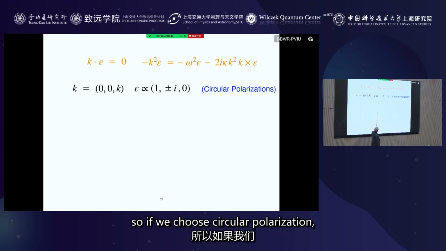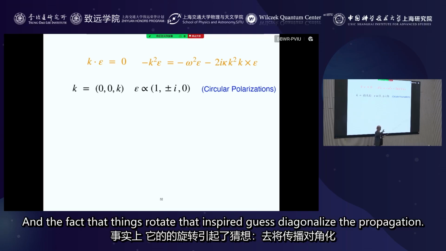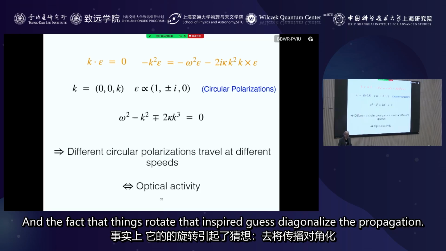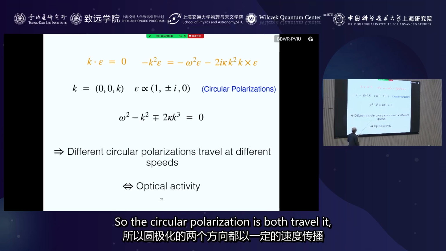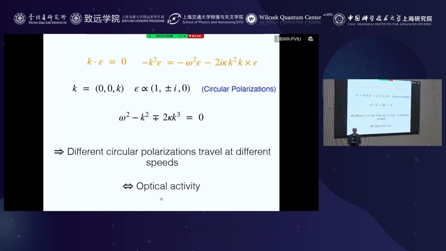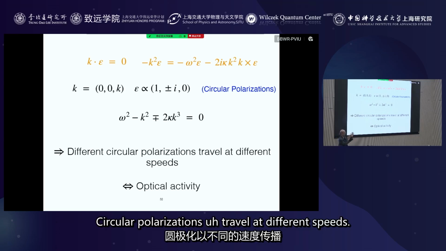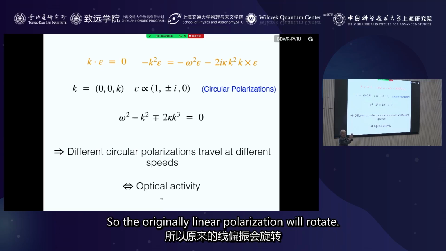So if we choose circular polarizations, sort of guided by the eye here and the fact that things rotate, that inspired guess diagonalizes the propagation. So the circular polarizations both travel at definite speeds, but they travel at different speeds. And that, if you think about it, is optical activity. Okay, the circular polarizations travel at different speeds. So the originally linear polarization will rotate.